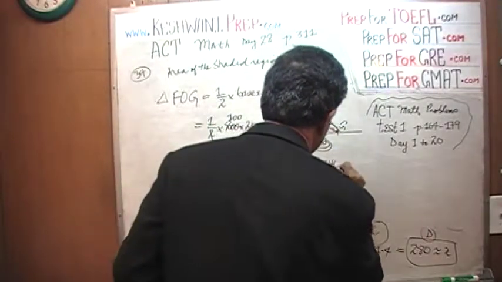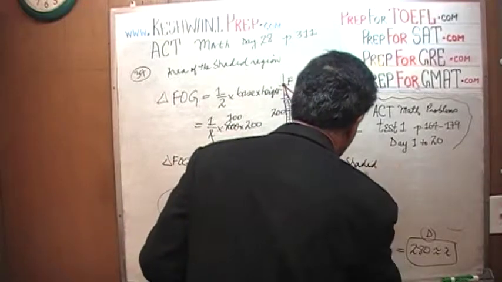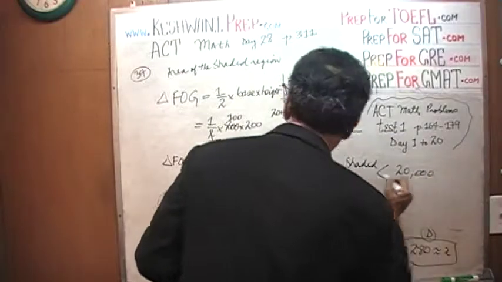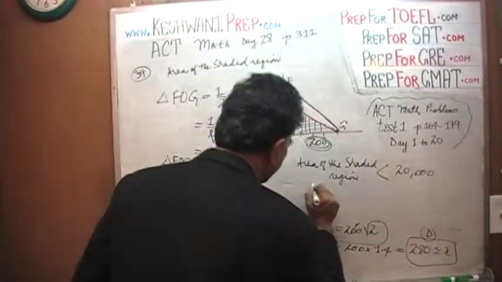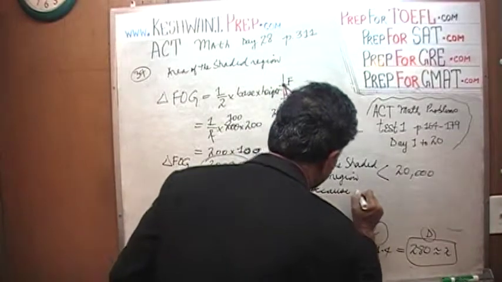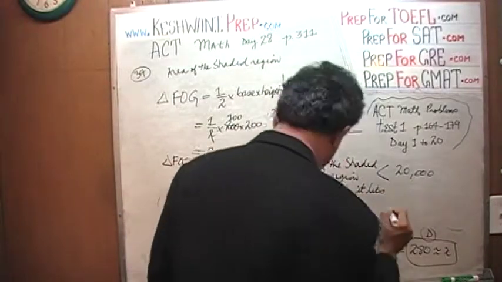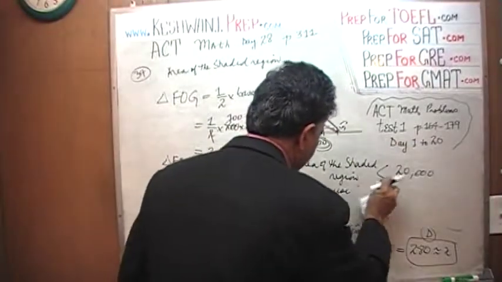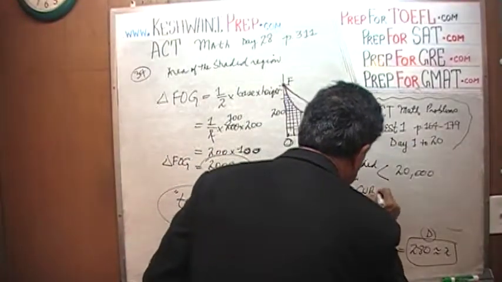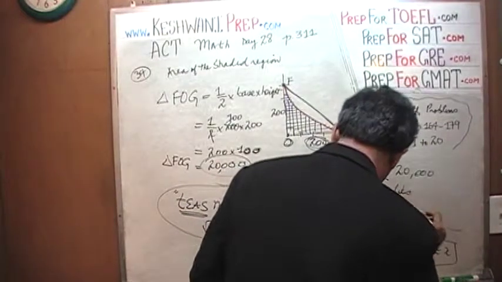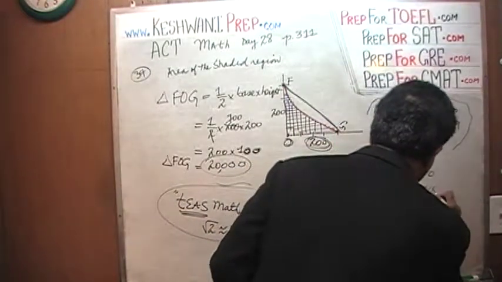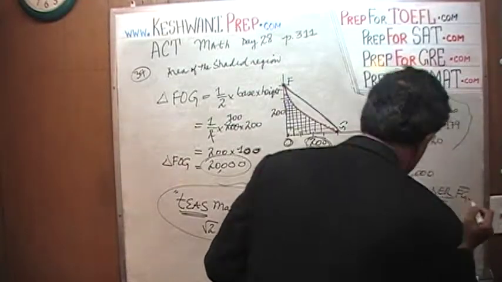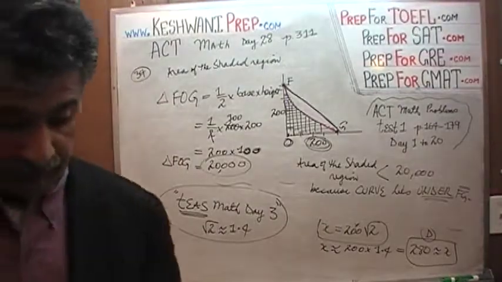Area of the shaded region is less than 20,000, right here, less than 20,000, because the curve lies under FG.